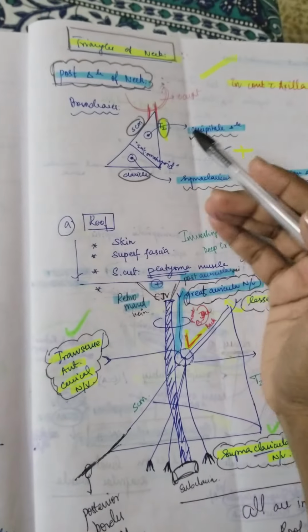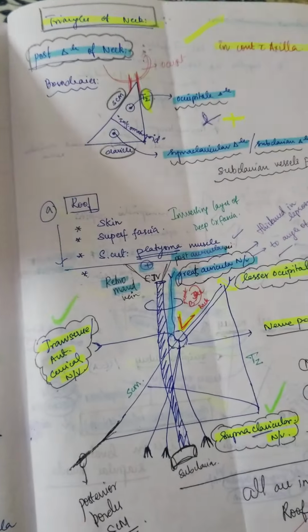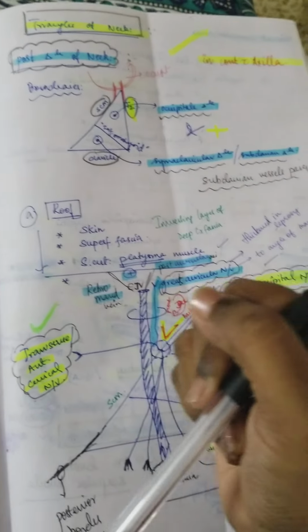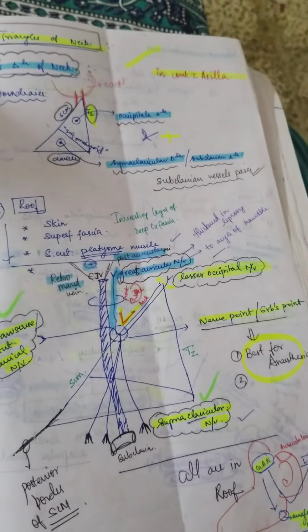So you have the posterior triangles of the neck. We'll be talking about the posterior triangle, which is bound by the sternocleidomastoid, the trapezius, and the clavicle below. The inferior omohyoid divides it into the occipital and the supraclavicular or subclavian triangle, where you have the subclavian vessels.